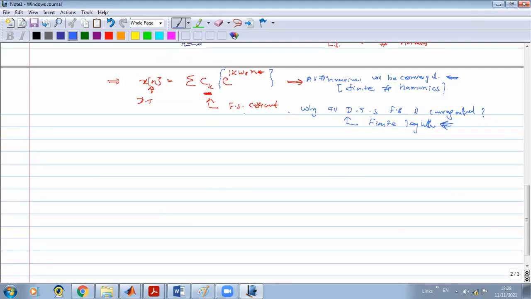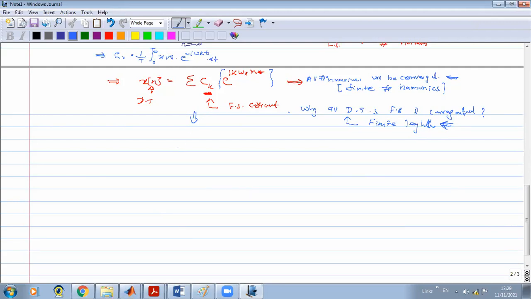Keep those in mind. Now you may remember that in case of a continuous time signal, to find the coefficients we have to integrate, and we integrate through one period, x(t) e to the power minus j omega k t. You have to integrate this to find the coefficients.